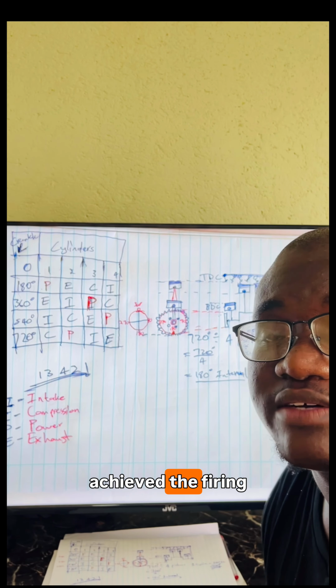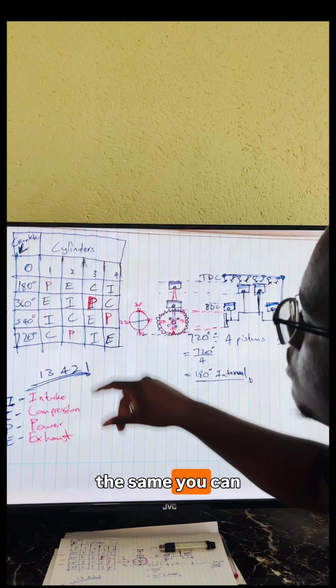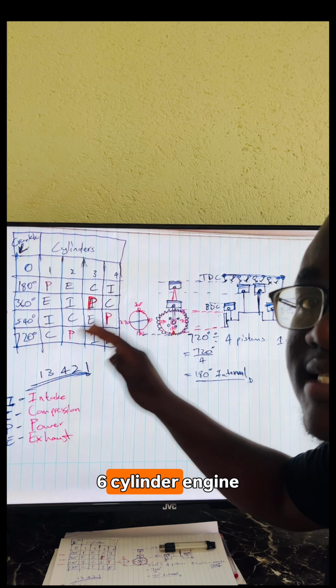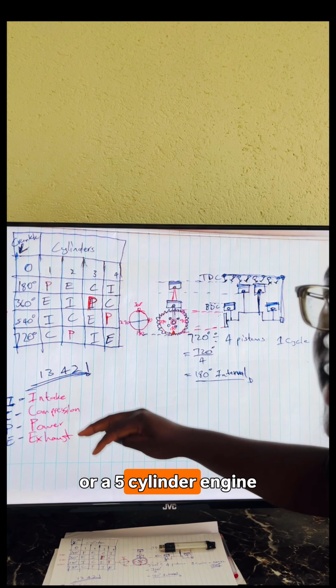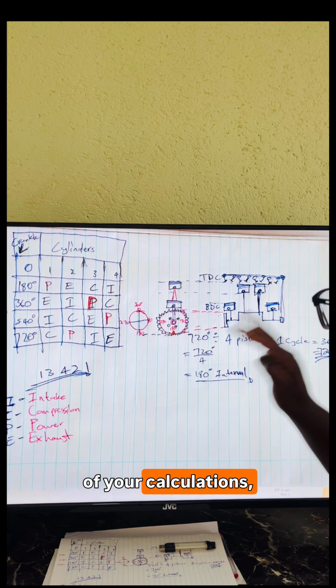That's how they achieved the firing order of 1, 3, 4, 2 on the first stroke. The procedure is the same. You can get the firing order on a 6-cylinder engine or a 5-cylinder engine. You just have to make sure you apply the right method and be mindful of your calculations. All right.